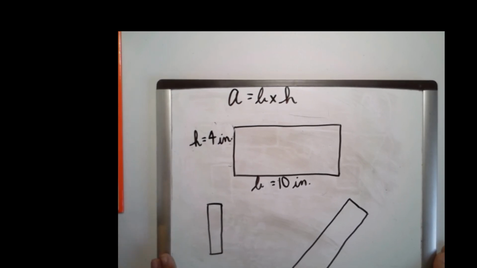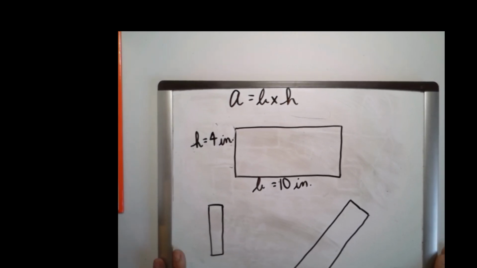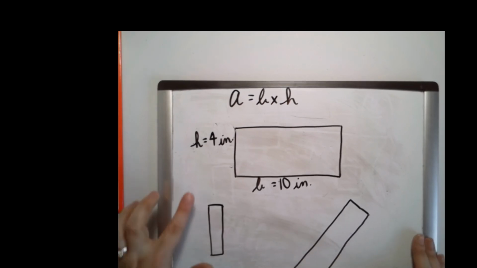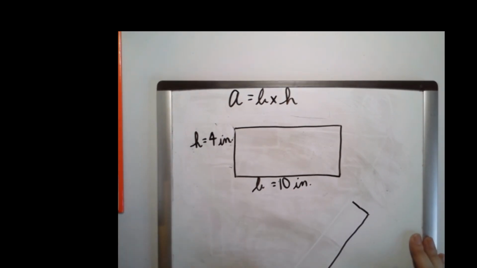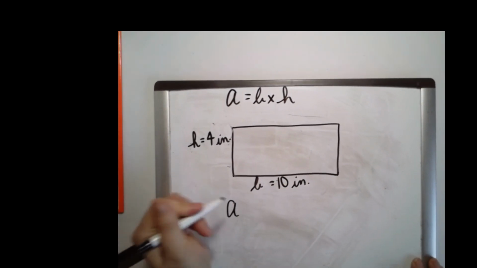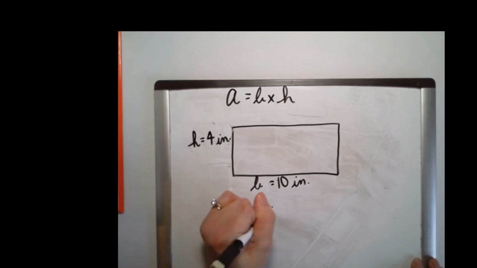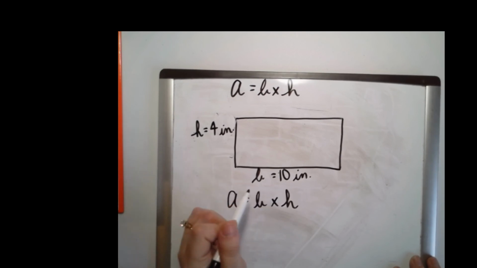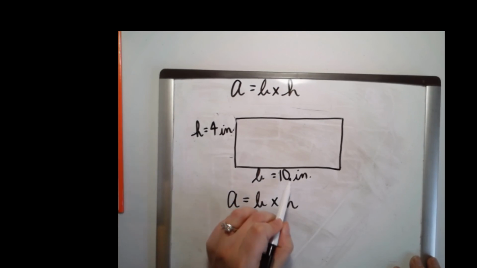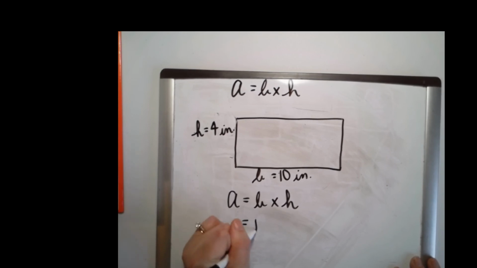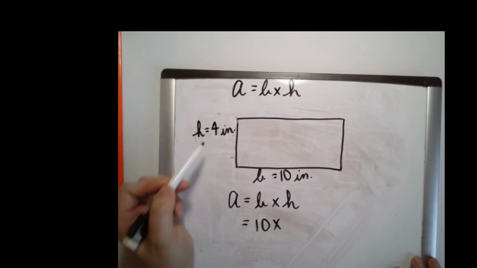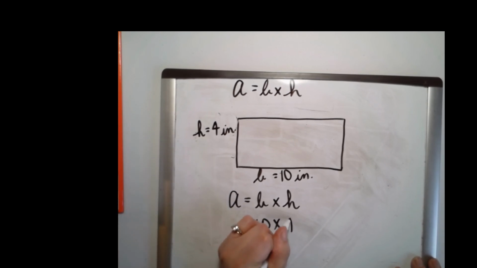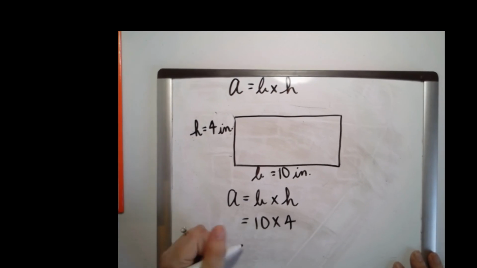All right, so we're just going to put those values into our problem. I'm going to erase my other example rectangle so we have some room. So area equals base times height, like we have up there. And then we're going to plug in our values. So in the place of b, we're going to put 10. So area equals 10 times the height. Our value for the height is 4 inches. So 10 times 4, which equals 40.